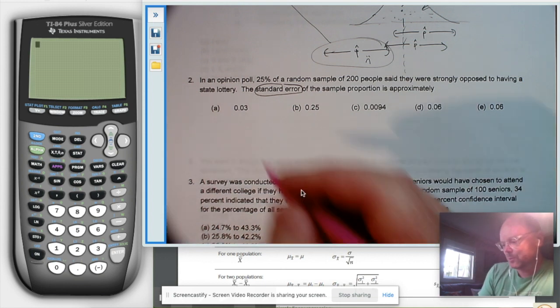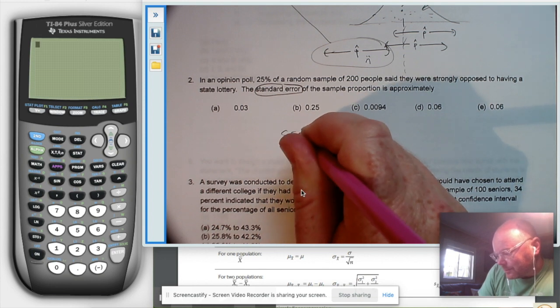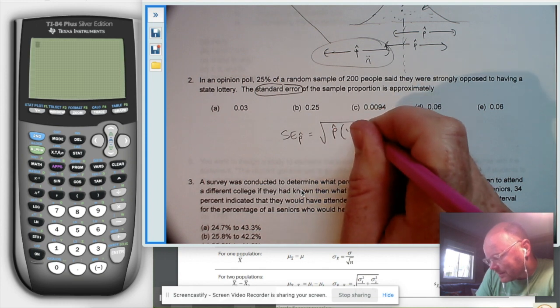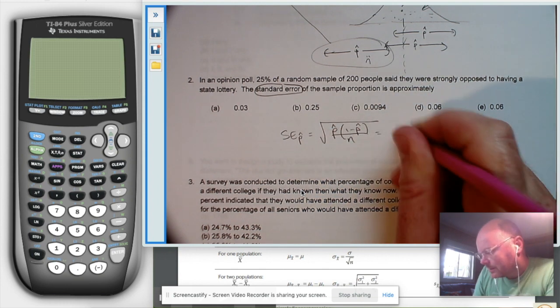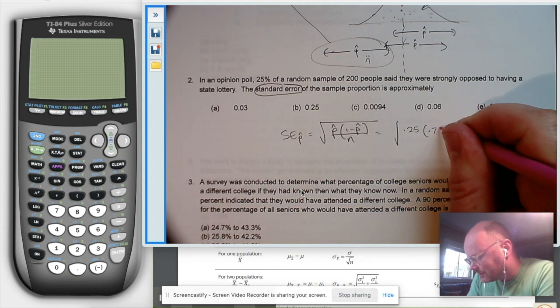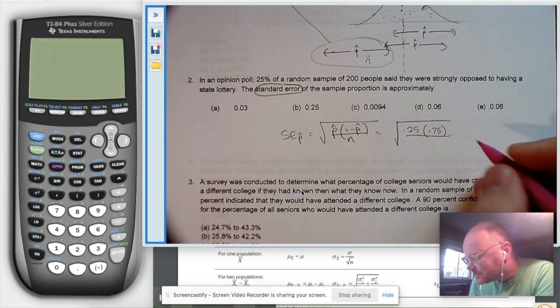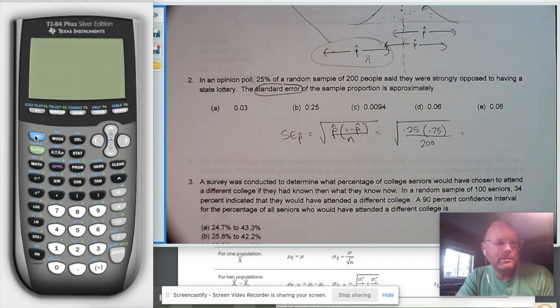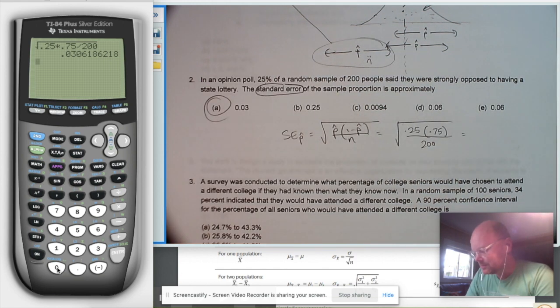It's only a single proportion. I only see one sample of size 200. So that means the standard error for our p hat should be the square root of p hat times 1 minus p hat, all over n. So p hat is 25%. 1 minus p hat is 0.75. And it was a sample of size 200. So throw all that into your calculator, and let's see, 0.25 times 0.75 over 200. 0.0306. So that means A is going to be our correct answer.